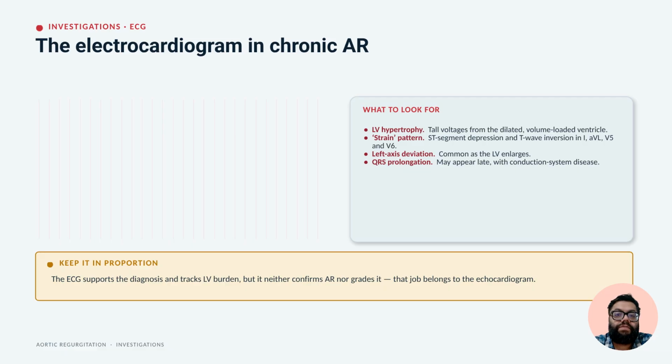Here is the examiner-pleasing caveat in the gold box. None of this confirms aortic regurgitation, and none of it grades severity. A perfectly normal ECG does not exclude significant AR, and florid LVH does not quantify the leak. Treat the trace as a barometer of ventricular burden over time, useful on serial follow-up, while the echocardiogram does the real diagnostic heavy lifting.